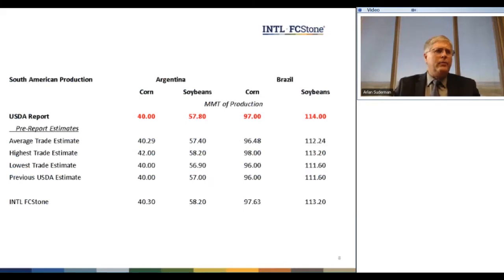As you look at the Brazil corn numbers, the corn numbers came in a little bit bigger than what the trade expected, still a little bit smaller than what our team in Brazil anticipates. Soybeans, though, came in above the top trade guess. So that was a little bit more of a surprise. Our team in Brazil had the largest estimate in the trade survey.